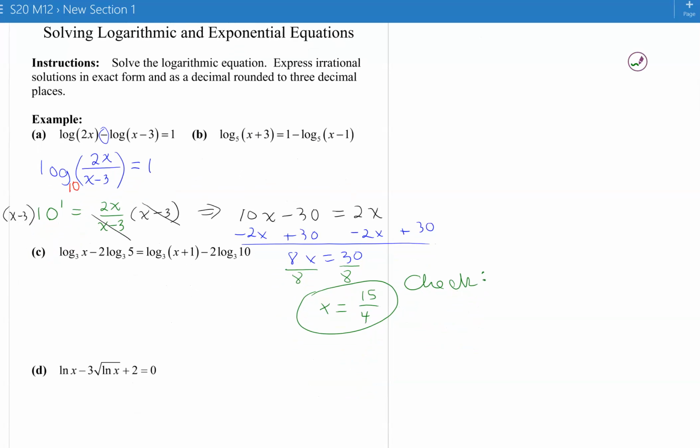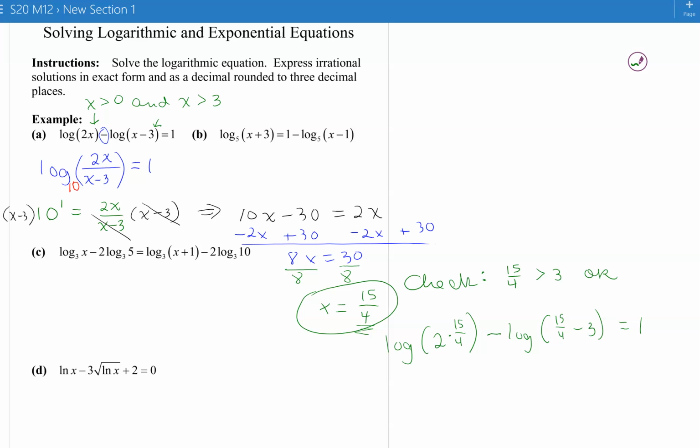And one way to do this is to, at the beginning, say, well, I can see x has to be greater than 0 and x has to be greater than 3. And 15/4 is greater than 3. So you can either find the domain of the function in the equation and then verify that 15/4 is greater than 3, so we're okay. Or you can plug the 15/4 back into the equation and say, well, I'll have the log of 2 times 15/4, that's fine, minus the log of 15/4 minus 3, and that's fine.